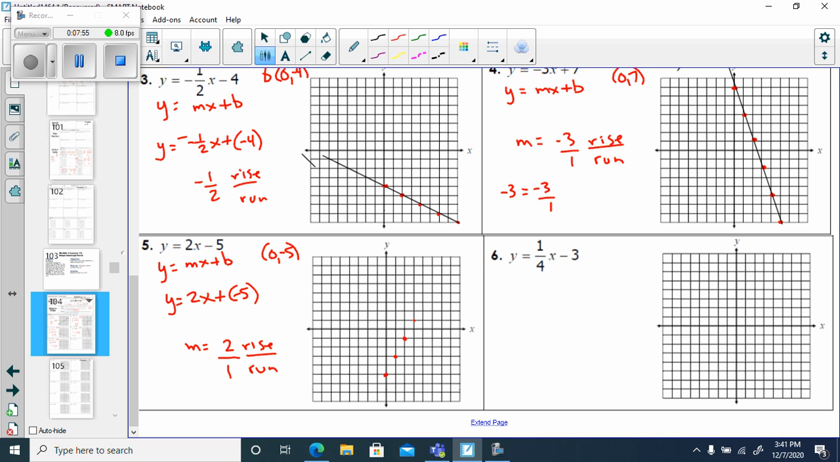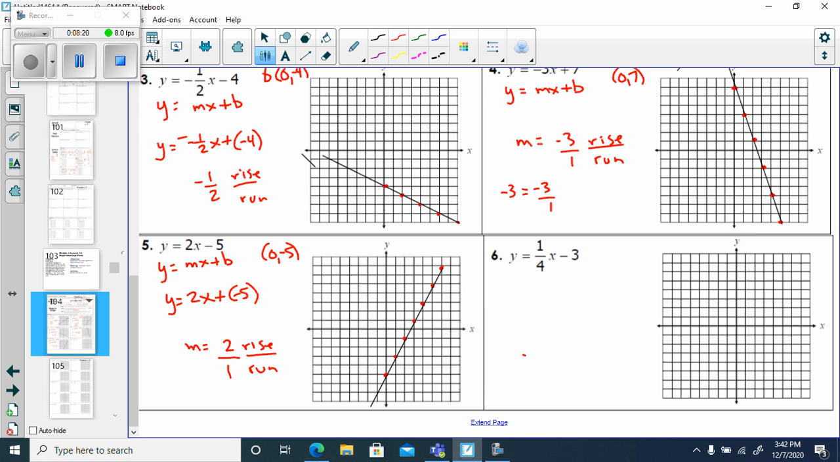Rise 2, positive direction 1, and I keep repeating that. Okay? Now all I have to do is plot my line through here. Draw my line through there. And then let's do this one here.